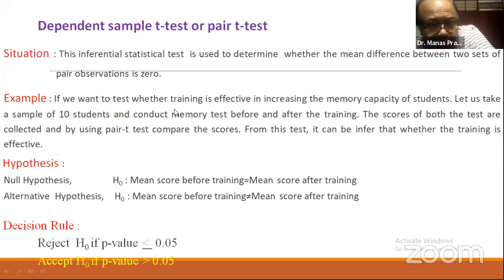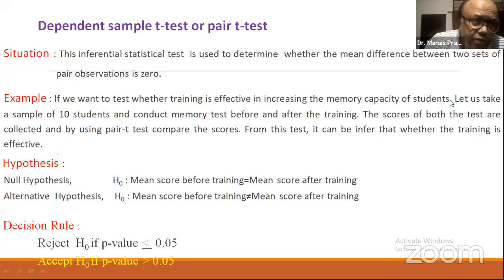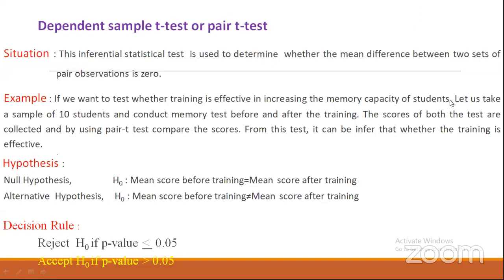Okay. Here we test whether the training is effective in increasing the memory capacity of students or not. I want to know whether the memory capacity of students increases after the training or not. So what we do, we take a random sample and conduct a test. After conducting the test, we give the training for increasing the memory capacity, and after that we again conduct the test. So it is called a dependent sample test or related sample test, because we take observations from the same individual twice in two different situations.